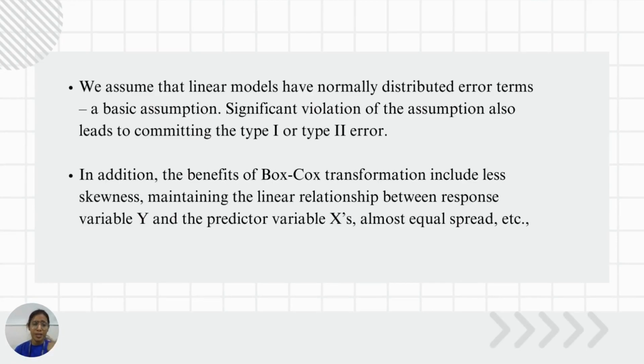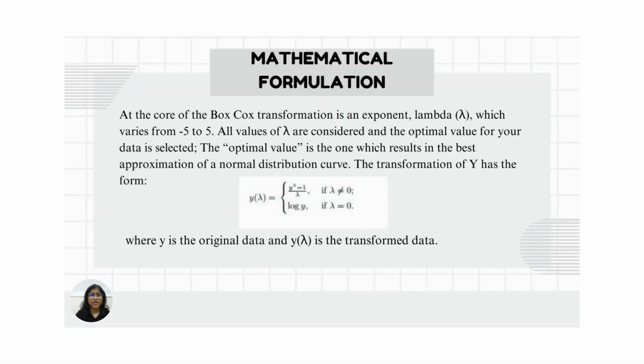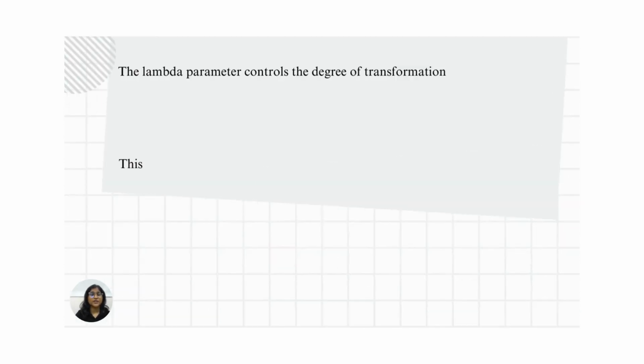Next, the benefits of Box-Cox transformation include less skewness, maintaining the linear relationship between response variable and predictor variable, almost equal spread, etc. The mathematical formulation of Box-Cox transformation is as represented, where y is the original data and y lambda is the transformed data.